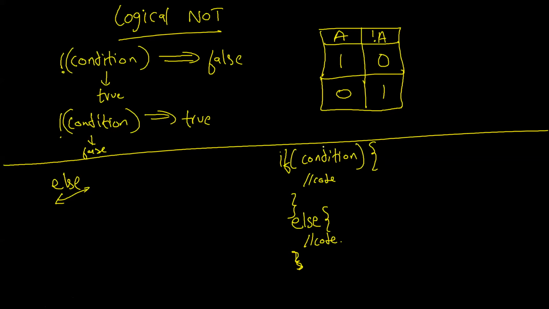So what happens is, this condition has two outputs. One is true, other one is false, right? So basically this will have two values. If it is true, then whatever code is present here, that code will run. If it is false, then this particular code will run. It's an example.